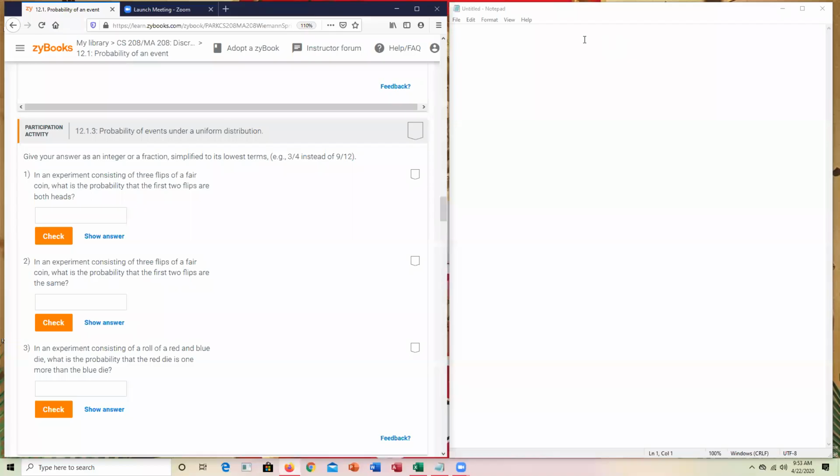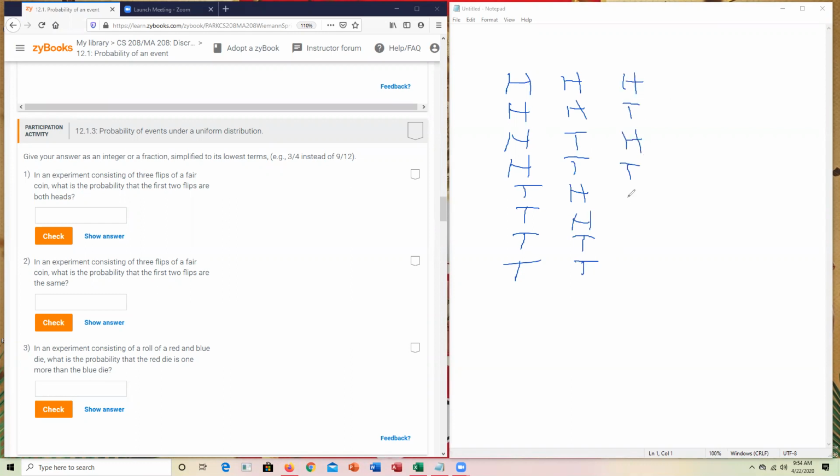Next participation activity, we are again flipping three flips of a fair coin. On the first two, I'm going to redraw again what the possible outcomes are: head, head, head, head, tail, tail, tail, tail; head, head, tail, tail, head, head, tail, tail; and then head, tail, head, tail, head, tail, head, tail.